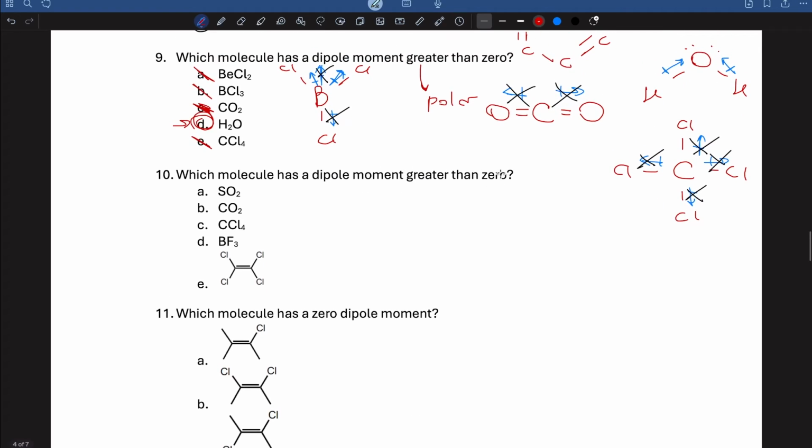Which molecule has a dipole moment greater than 0? We're looking for an answer that is overall polar. So let's take the time to draw each of these structures.